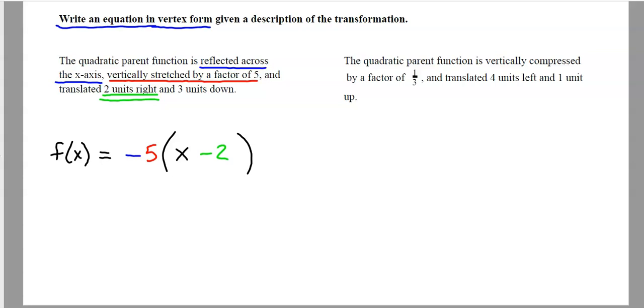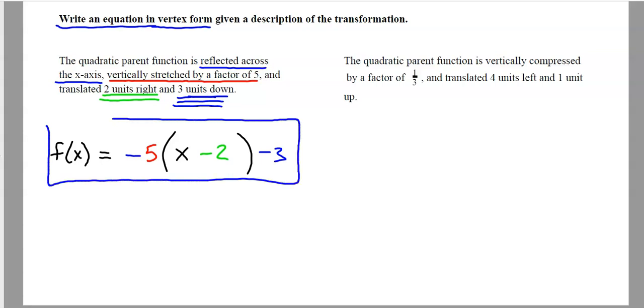And then the 3 units down, I guess I'll go back to blue for this one. I'm running out of colors. 3 units down means I'm going to have a minus 3 at the end. So there's a way to kind of describe everything that happened. Right 2, down 3, flip it, and stretch it by 5, which would be a monster stretch.